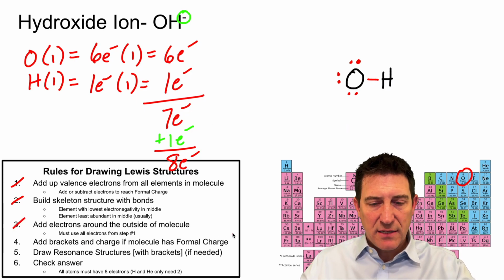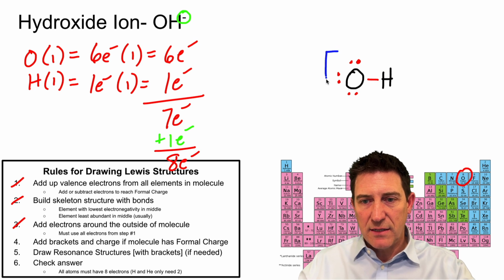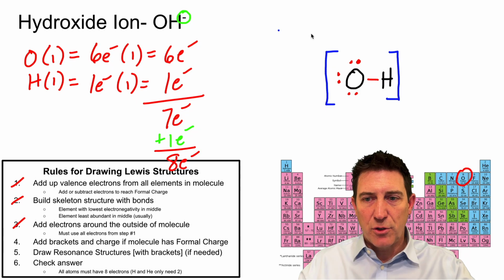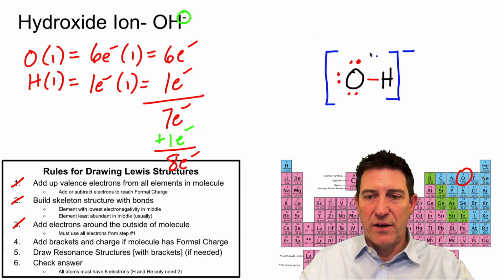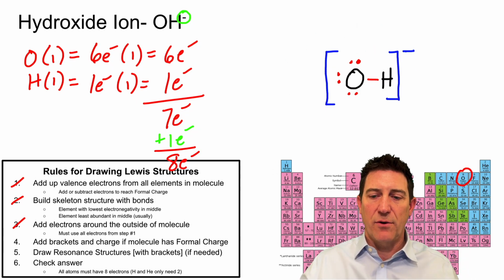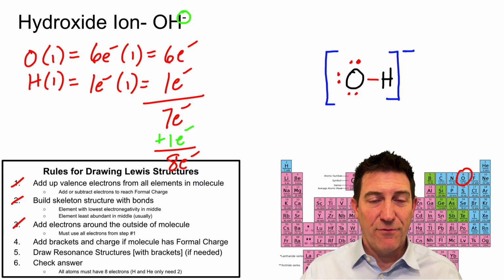We come to the next one. It says add brackets if it has a formal charge. Yes, this does have a formal charge, so we'll put it like that. And the formal charge was negative. I draw it out here to show that that whole compound, or that whole molecule, has a negative formal charge.